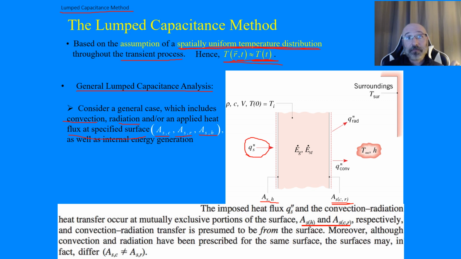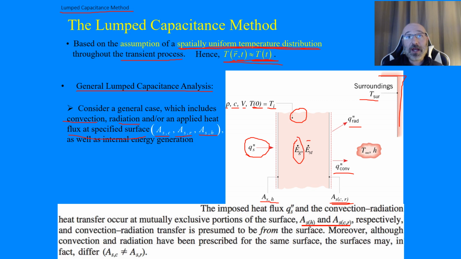We can see at our surface A sub s,h right there, we have this imposed heat flux right there, our q sub s double prime. Now if we look over here at our A sub s,c or A sub s,r right there for that surface over there, now we can see a radiation and a convection term over here that we'll have to deal with. Now we can also see here is our surroundings over here. Here's the temperature of our surroundings there. And for our material right here, we can see we have a rho, c, V, and an initial temperature T of 0 is equal to T sub i right there.